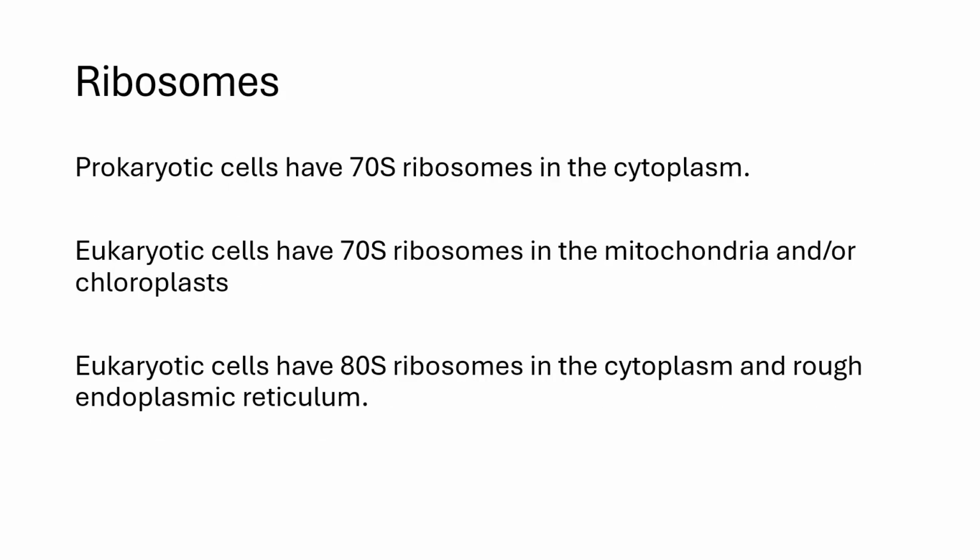Now, prokaryotic cells have the smaller version. They have the 70S ribosomes in their cytoplasm, whereas eukaryotic cells contain both 70S and 80S ribosomes. Their 70S ribosomes are found in the mitochondria and the chloroplasts, but their larger ones are found in the cytoplasm and attached to the surface of their rough endoplasmic reticulum. We'll see how these variations of these components among living organisms will help us classify them.